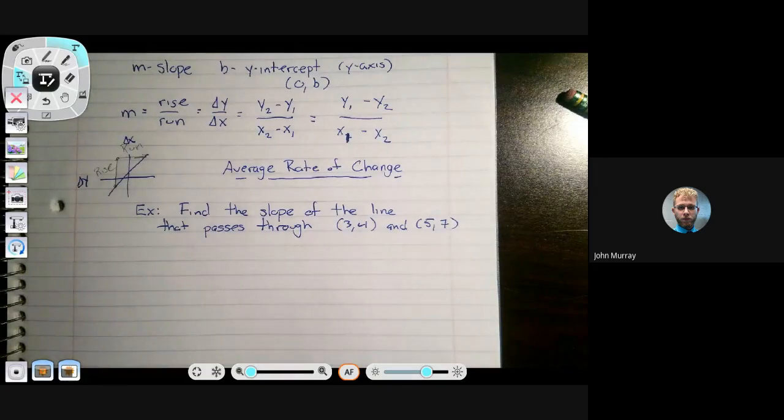Oh, okay, so we got a 3/2 and a 2/3. So be careful. The numbers are right, but which one goes on top? Which two values am I using for my y's? The 3 and the 5, or the 4 and the 7? The 4 and the 7.